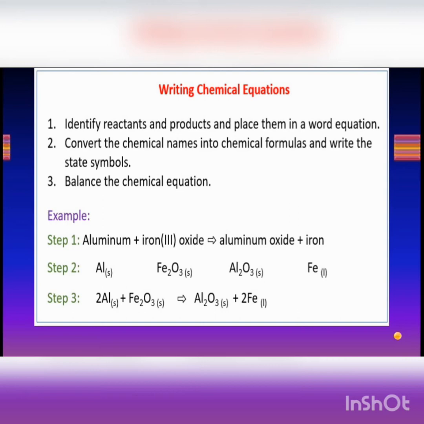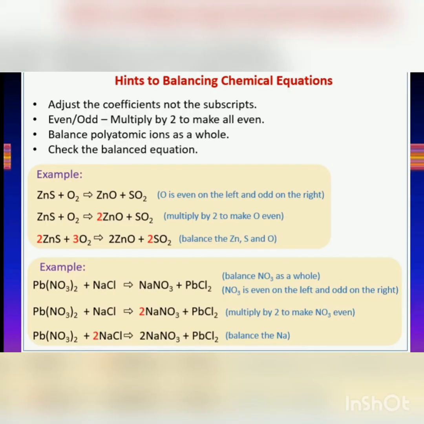The symbols written in the brackets below, mentioning the state, are optional. It is not compulsory that every time you need to mention them. In many reactions, you will see that it is not given. Let's see another example. In this slide, I'll give you some hints to balance a chemical equation.